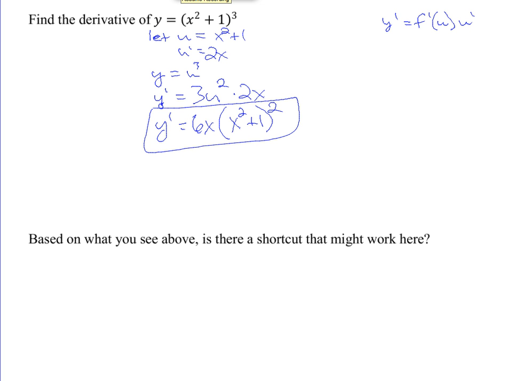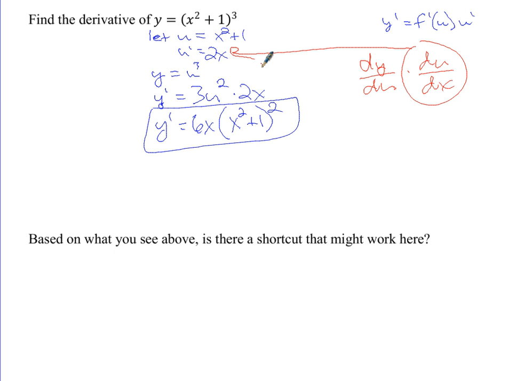So let's take a look back at the chain rule, now the notation for finding the derivative using the chain rule. The chain rule said dy over du times du over dx, right? Where is du over dx? The derivative of u with respect to x. Where is that at? u prime equals 2x. This was found right there.